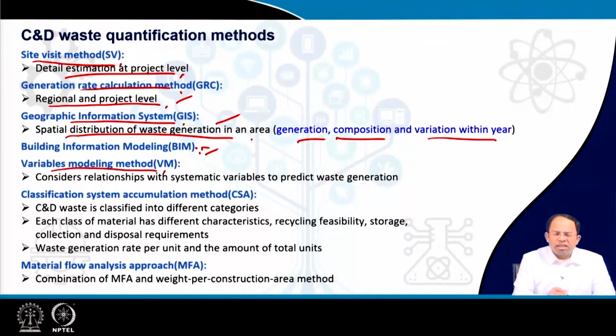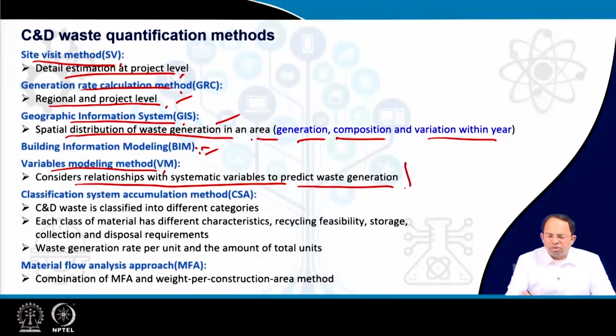Now, the variables modeling method is a method where we say that different areas can have different waste. If I develop a model which takes in certain variables or parameters, where I say that these 4 parameters influence the overall waste generation for that particular project, site or building, we can develop a relationship between systemic variables and predict waste generation. So, some form of regression models can also be used for predicting waste generation for other buildings.